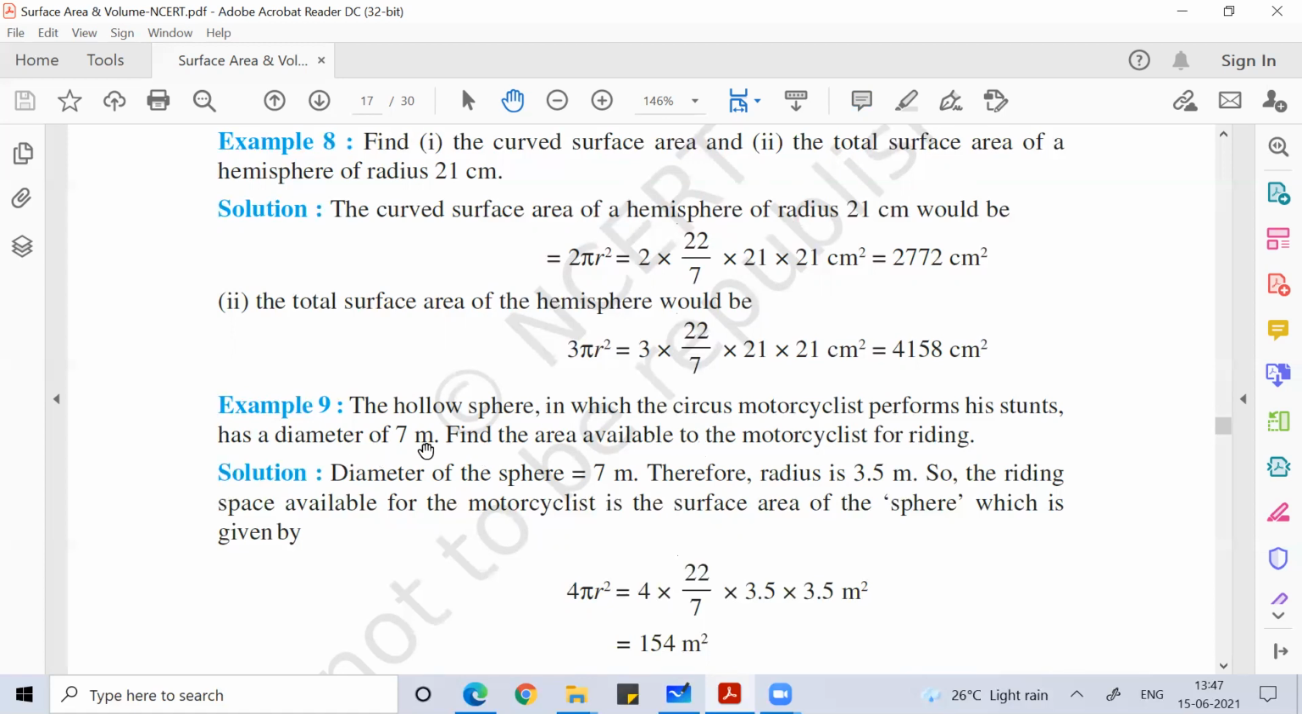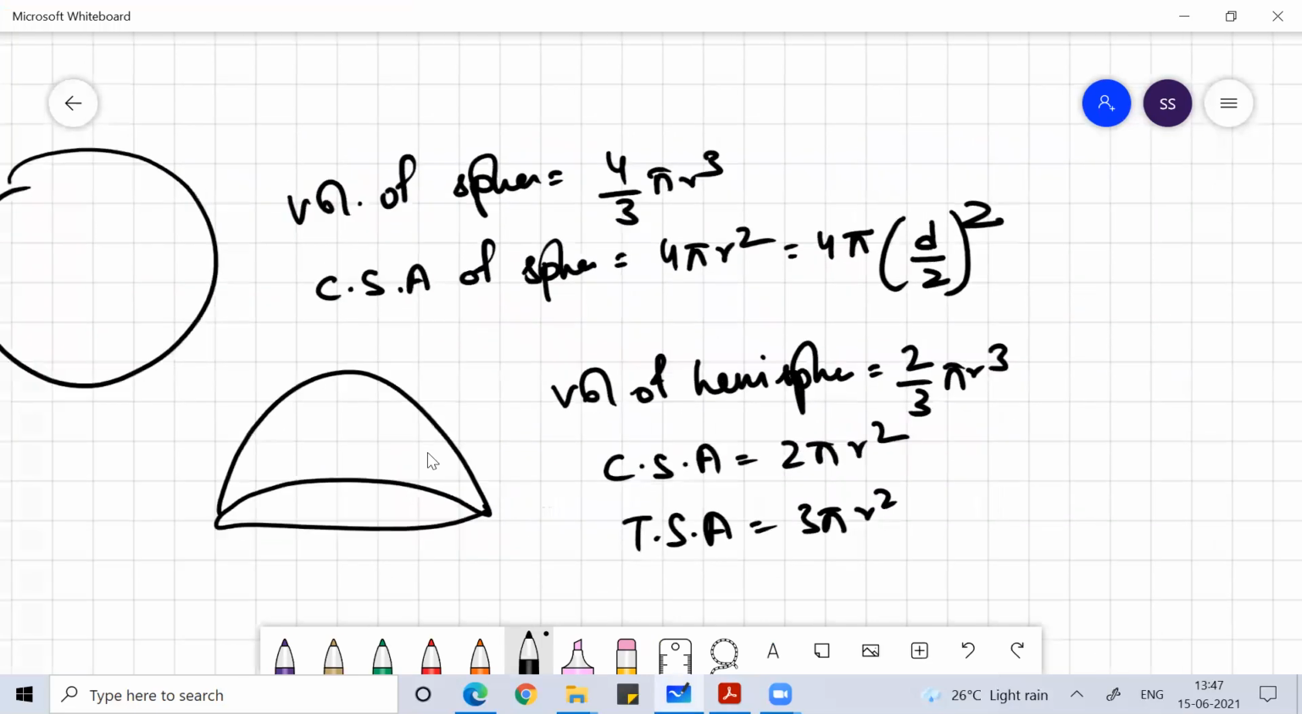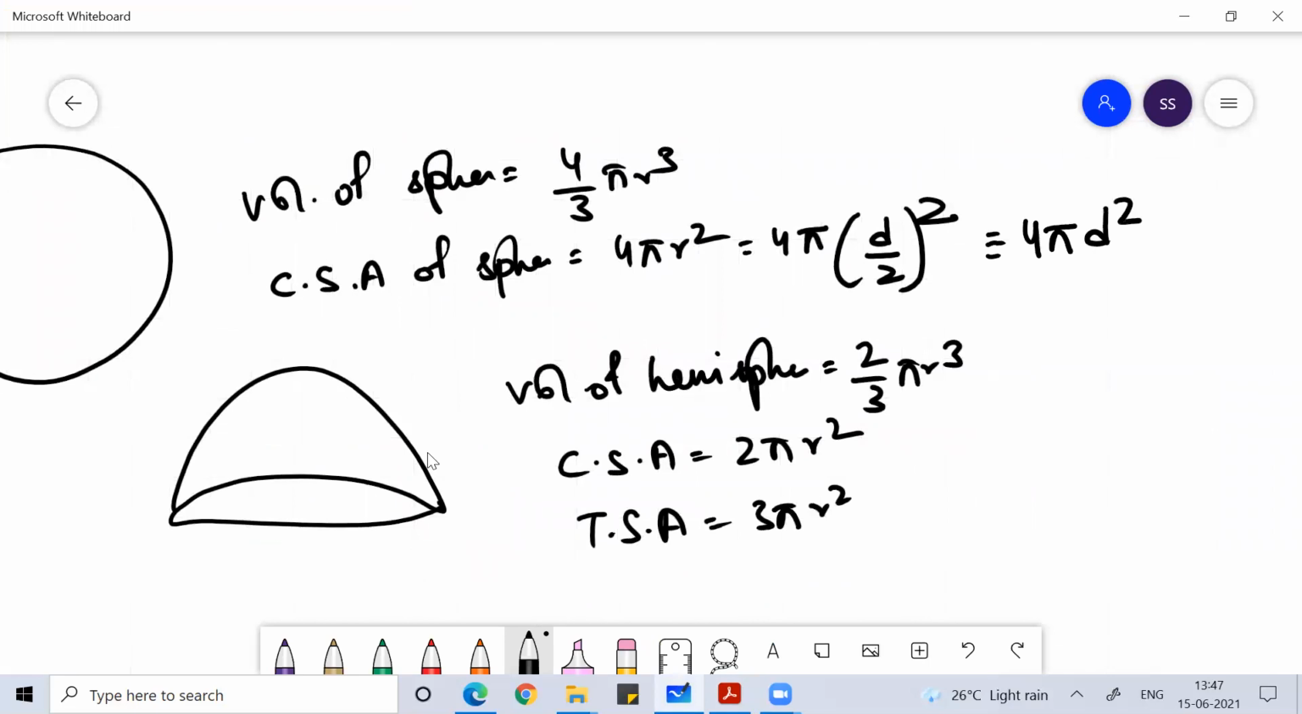So if diameter is given 7, I have to find the curved surface area. I don't want to convert to radius. So 4 pi d. No beta, here it is 4 pi in place of r. If you write r as d/2, then this becomes 4 pi d square by 4. It's like pi d square.